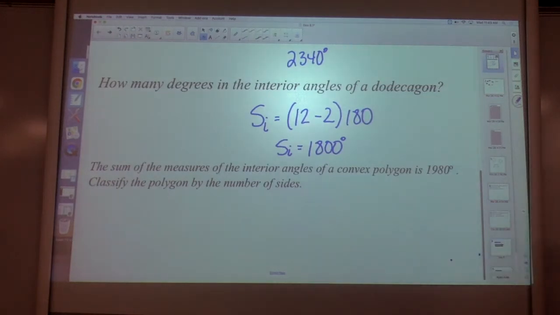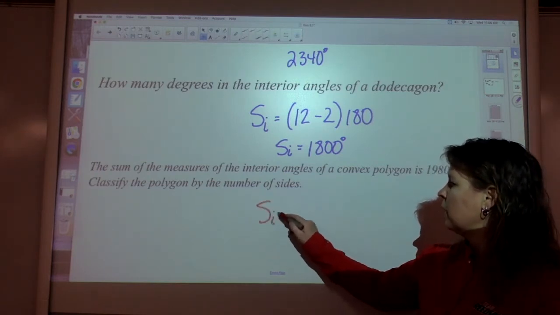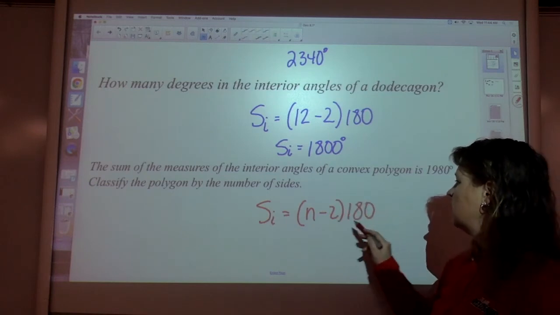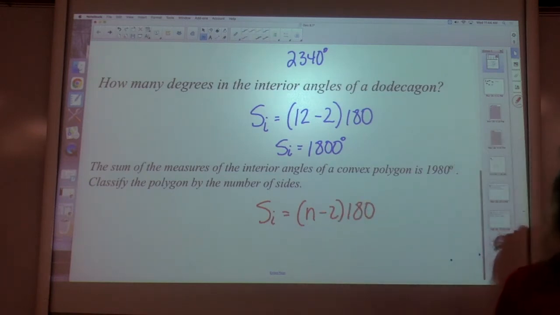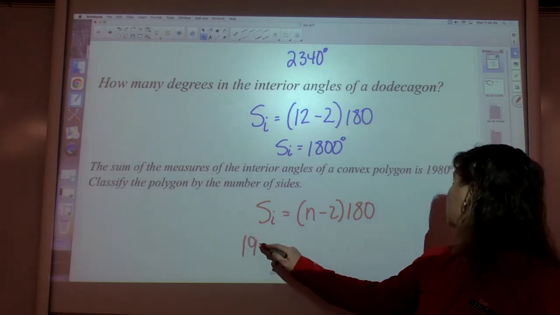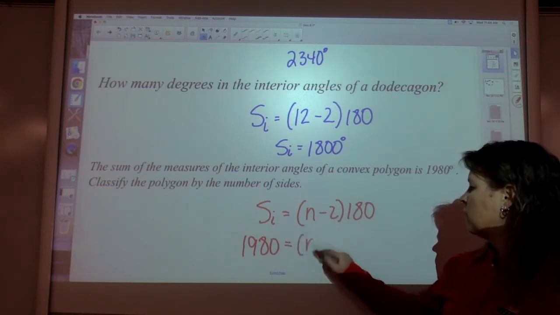Backwards. The sum of the measures of the interior angles of a convex polygon is 1,980 degrees. We'll always be talking about convex polygons as opposed to concave. Classify the polygon by the number of sides. So we're going to use the same formula, but knowing our algebra skills, we don't know the number of sides. We do know the answer. 1980 equals n minus 2 times 180.